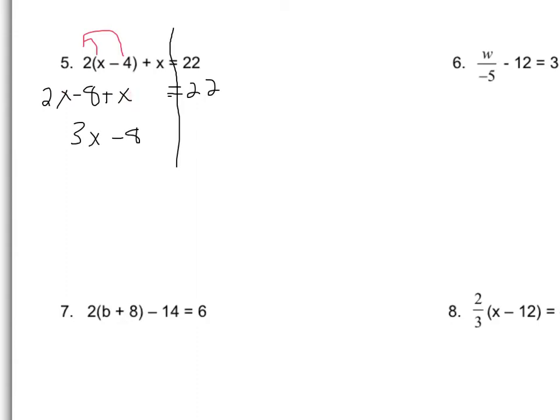Minus 8 equals 22. And now we're going to do opposite operations. So we're going to add 8 to both sides. And I have 3x equals 30. And then we are going to divide by 3. And I'm left with x equals 10. Okay, number 6.